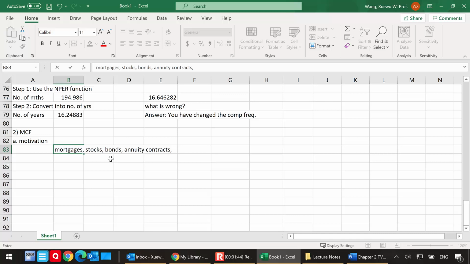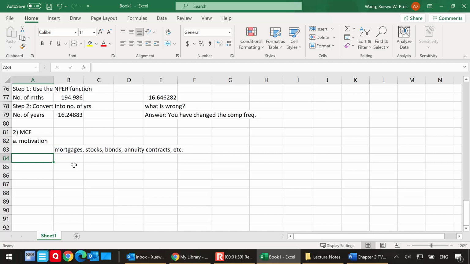Annuity contracts are another example of multiple cash flows. You pay a lump sum today to the insurance company, and the insurance company will pay you a fixed amount in the future for, let's say, 30 years, and so on and so forth. They are everywhere in the financial market, and that's why we need to study them. So how do we value multiple cash flows?